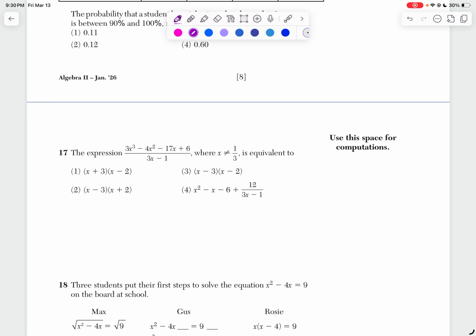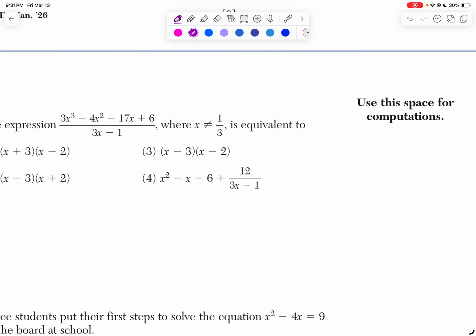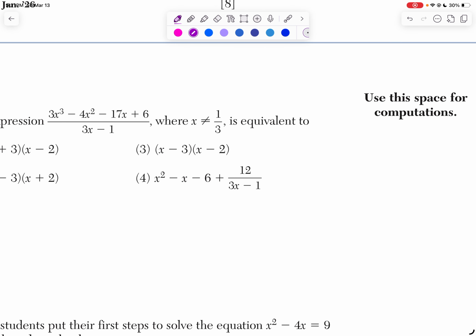Question number 17. The expression 3x to the third minus 4x squared minus 17x plus 6 over 3x minus 1, where x can't be equal to 1/3, is equivalent to. So if I'm looking at this, this is a long division problem. So let's do long division, then we're going to use the calculator.